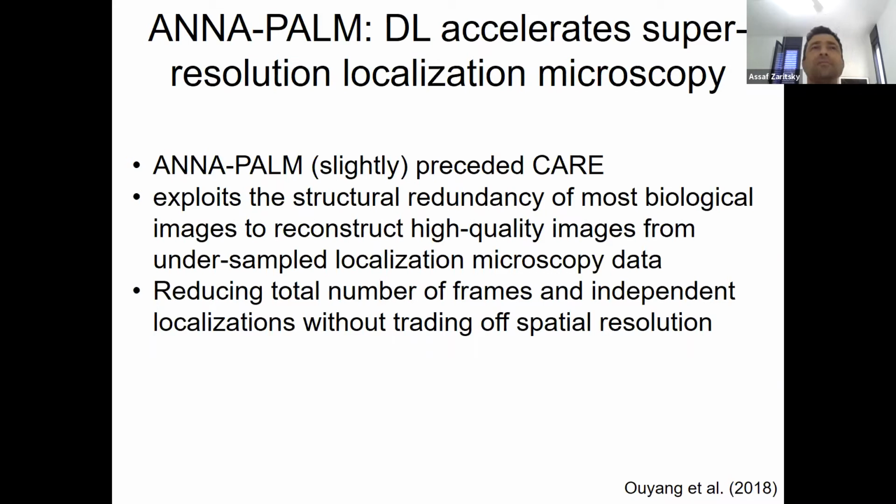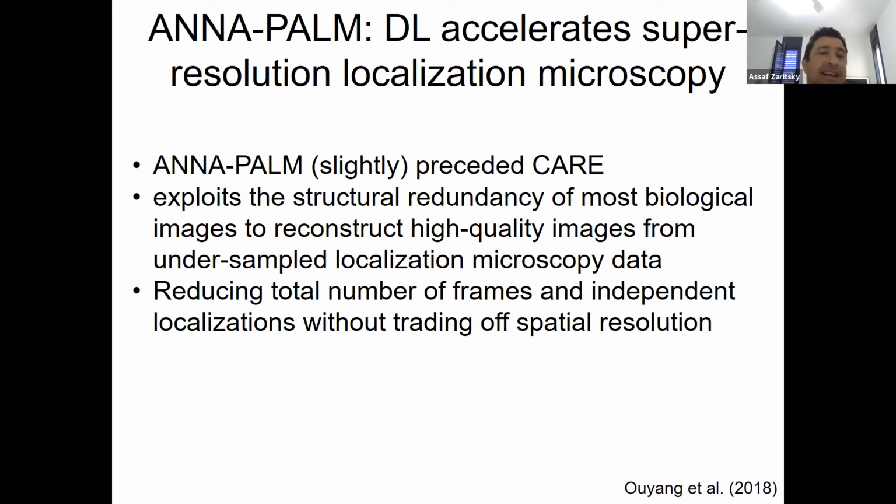Okay, so I want to show you another paper, which is called ANNA-PALM. It actually came out a little before the CARE paper. I just think that the CARE paper is more systematic and shows more things that are easier to follow. ANNA-PALM came out a little bit earlier, if there is, I don't know, a dispute or whatever, but of course not.